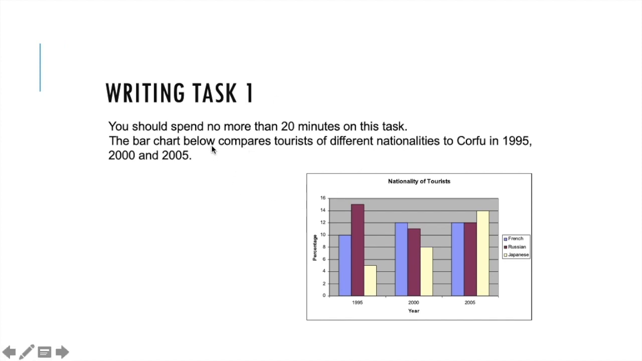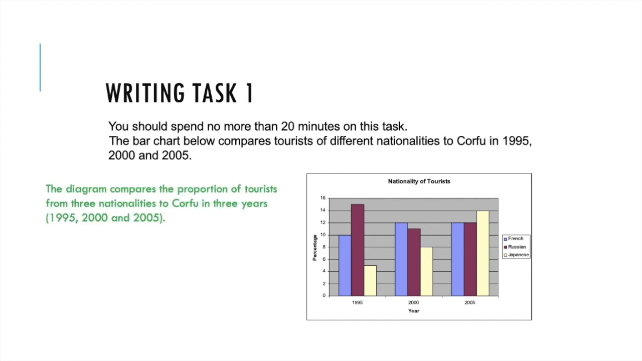You need to transform what is said here. Okay, so that's your first sentence in your introduction to any task 1 writing, is to transform, to paraphrase the description of the chart. Okay, and here we've got an example. So the diagram compares the proportion of tourists from 3 nationalities to Corfu in 3 years, 1995, 2000 and 2005.